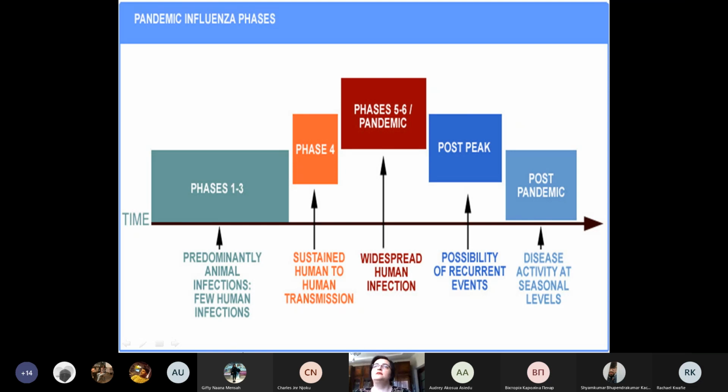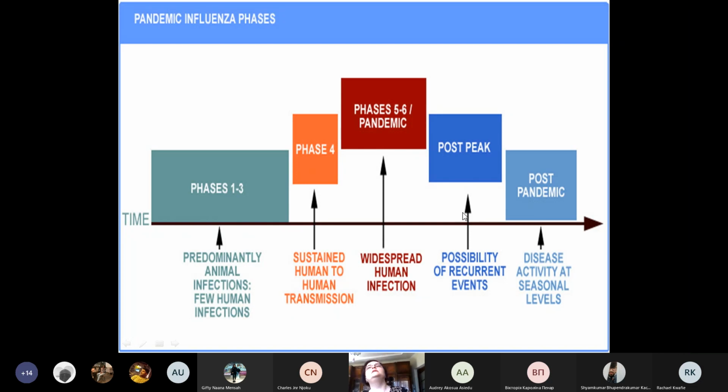What appears is a new genetic strain of virus. It was reassorted in mammals, like pigs, like dogs, and so on, and already appears a possibility of human-to-human transmission. And here you can see the red square, phases 5, 6, already present pandemic, widespread human infection. Sure, in some time. During influenza, as a rule, it's quicker, but during COVID we have a very long quarantine situation.